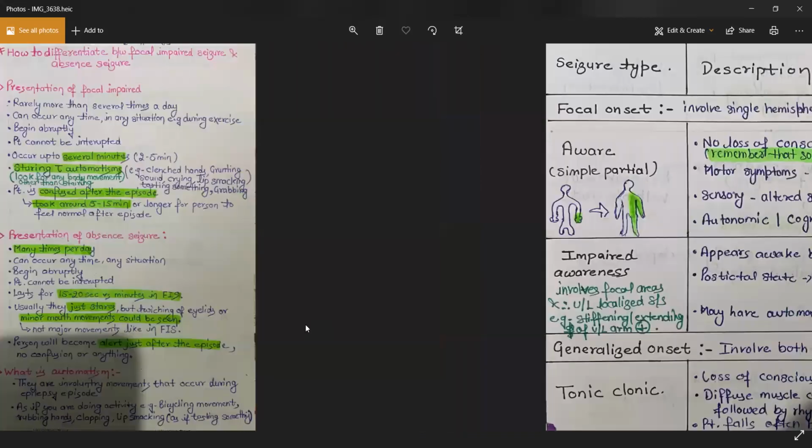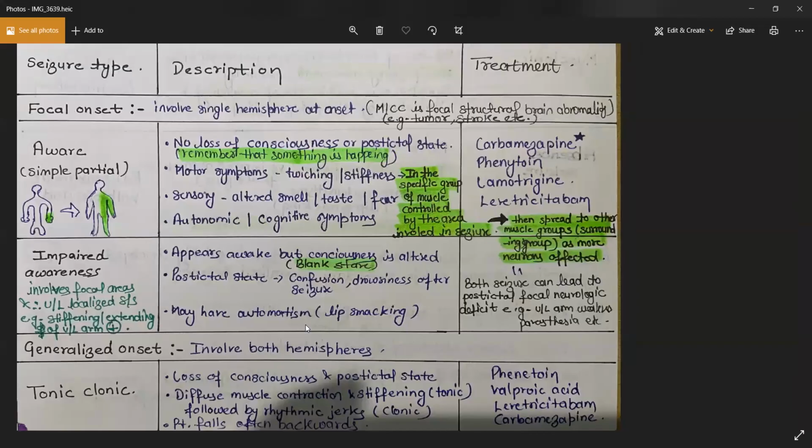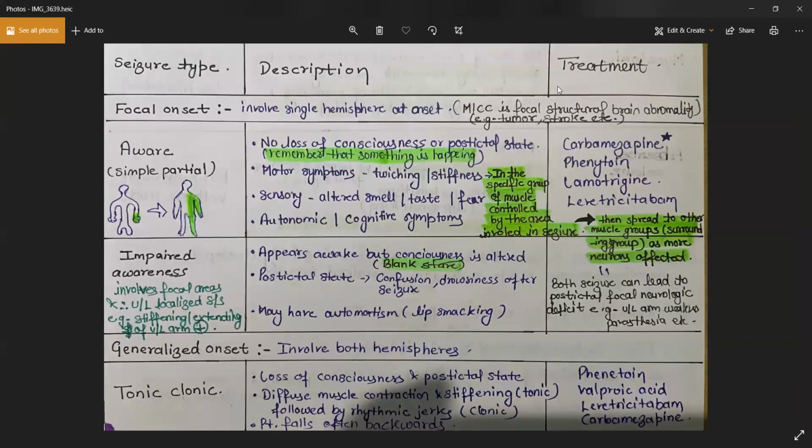Depending upon the cause of the seizure, now you have to treat it. For the focal seizures, the most common drug will be lamotrigine. You can also use carbamazepine for the focal seizures. Very important: it is a first line therapy for the focal seizures, but the most commonly used drug is lamotrigine, and the valproic acid also. Lamotrigine and valproic acid are the most commonly used drugs for the focal seizures.